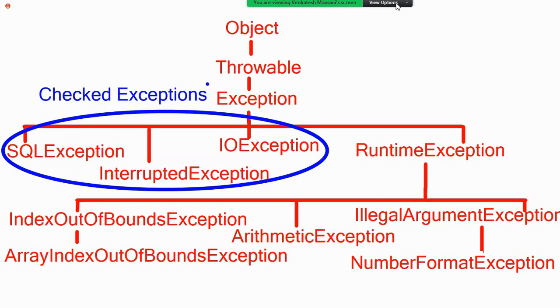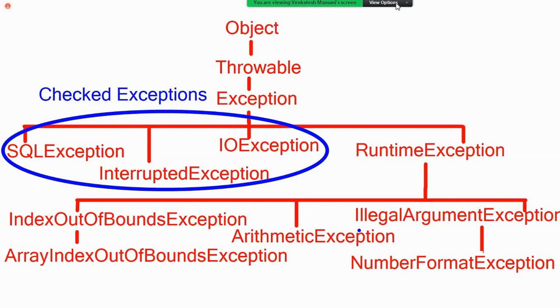The exception classes that are derived from the java.lang.Exception class are called checked exceptions. Checked exceptions do not include the java.lang.RuntimeException class and its subclasses. So with two points, this is not included, this subclass is not included. With these two points, these all are not included.